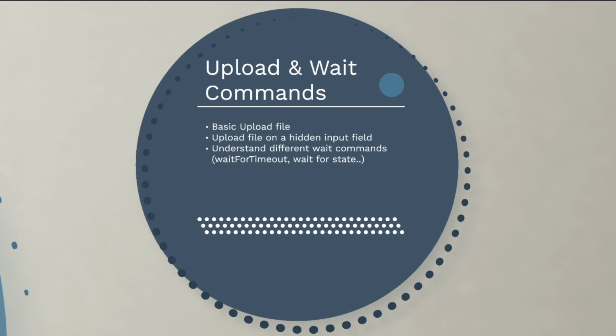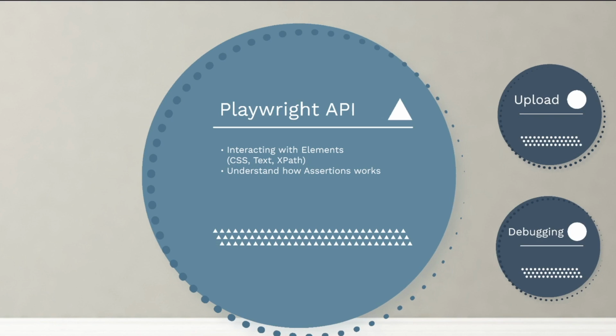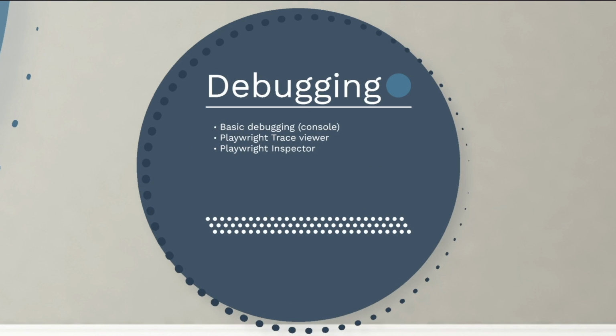And then we are going to move on to one of my favorite topics, and that is debugging. So we will start with basic debugging using console logs. Then we're going to look into Playwright Trace and see how helpful that is in terms of debugging our test failures. And then we will also learn about Playwright Inspector and see how it can help with our debugging.